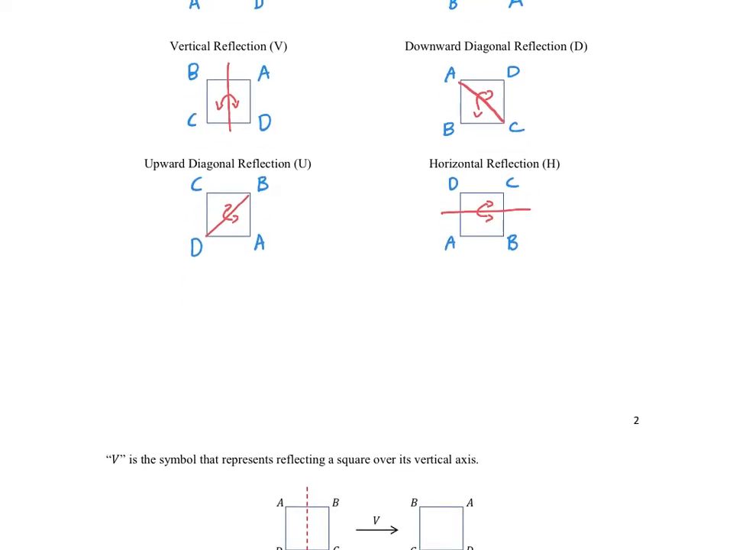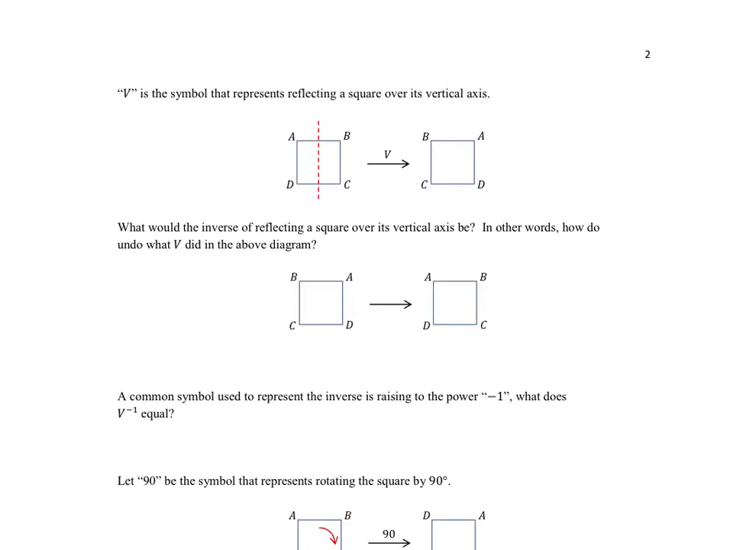All right, so one of the things that we're going to try to do is return back to the place that we started with our motion. So let's take V for example. So if we do our vertical reflection, so A ended up right there and D ended up right there, how would we return back to where we started? So how do we undo what V did? And we're only going to allow ourselves to work with those 8 symmetries. So everything that we do has to come down to those 8 symmetries. Those will be the objects that are in our set.